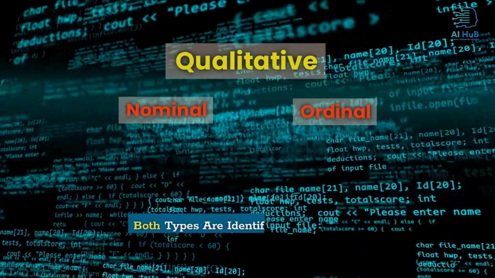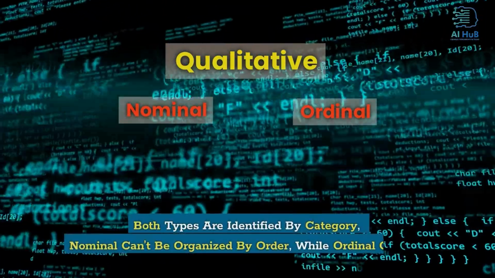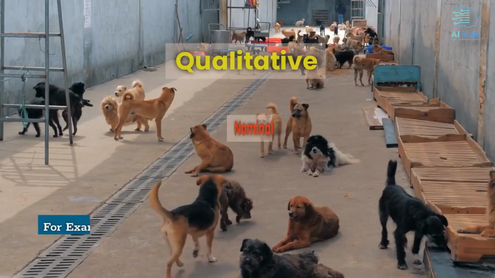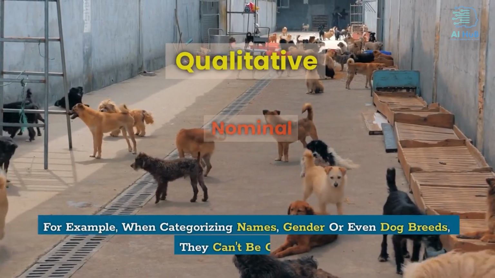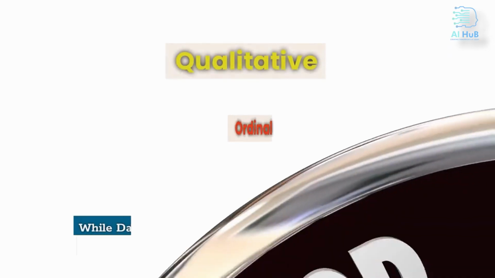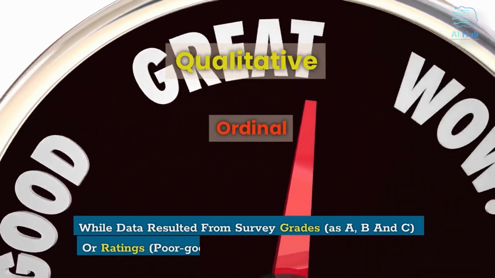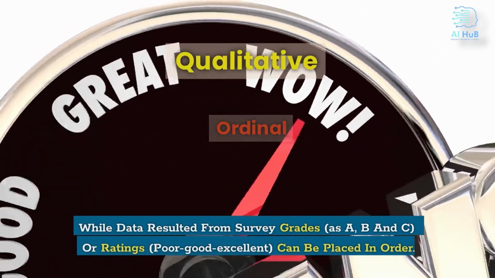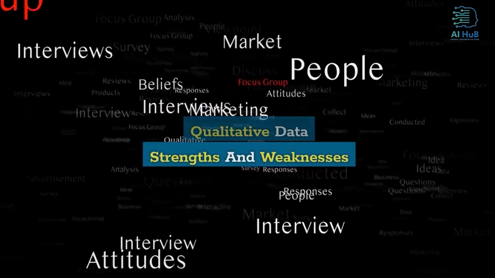Both types are identified by category. Nominal can't be organized by order, while ordinal can be. For example, when categorizing names, gender, or even dog breeds, they can't be ordered. While data resulting from survey grades, as A, B and C, or ratings, poor, good, excellent, can be placed in order. Qualitative data strengths and weaknesses.